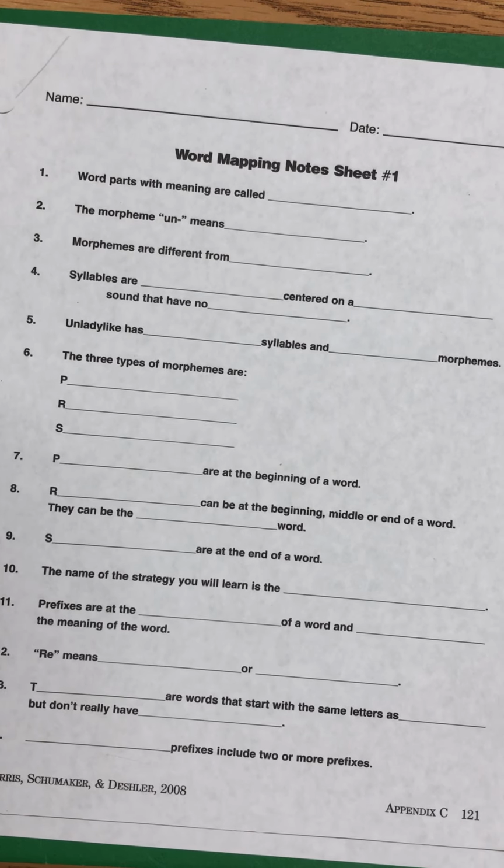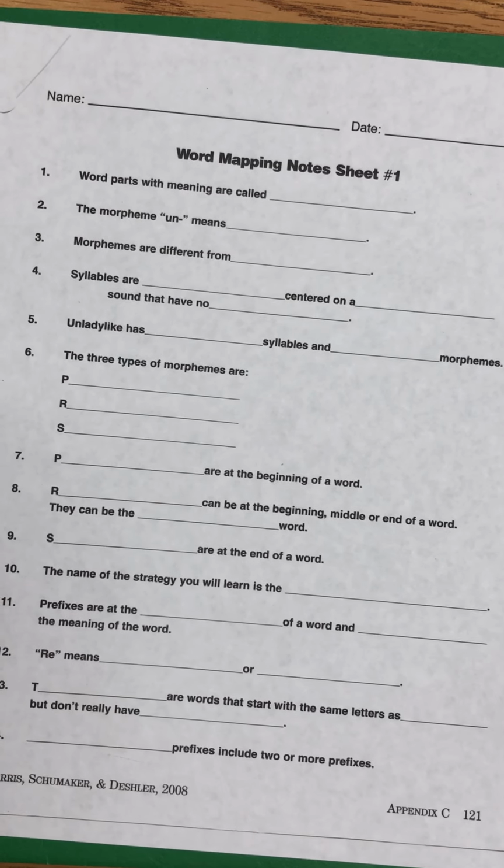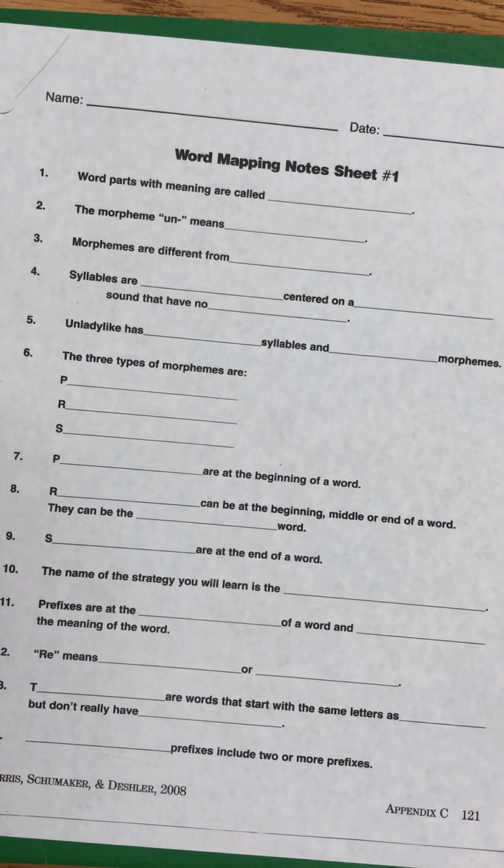But I'm going to go ahead and give you this one. Says the morpheme un means not, right? The morpheme book means something that you read that has many pages. So remember, a whole word can be a morpheme or part of a word.